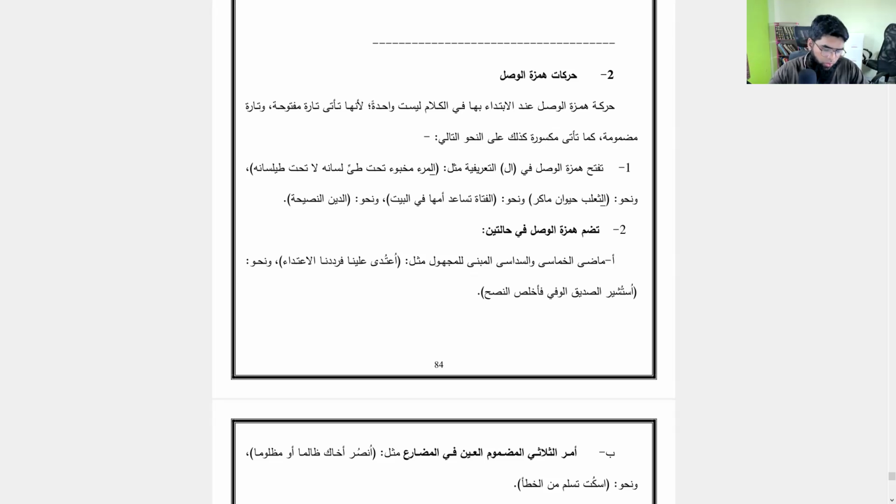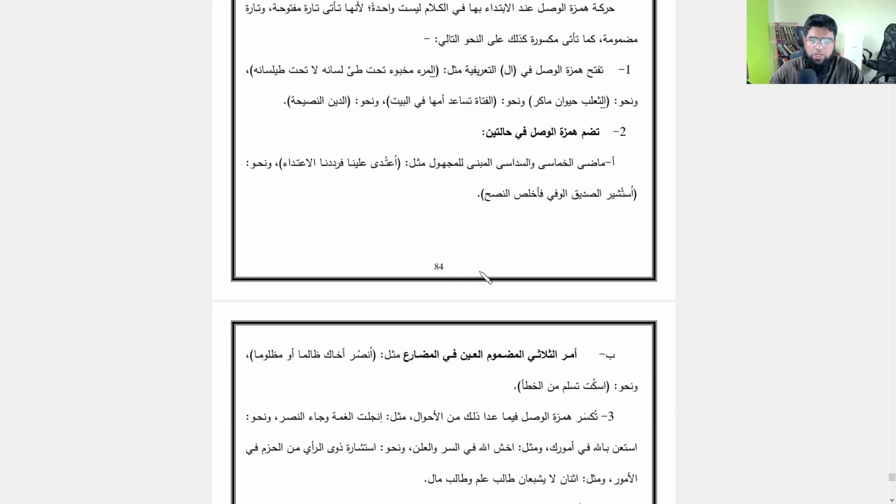Like اعتدى علينا فرددنا الاعتداء. We were transgressed upon, اعتدى. See, this has a dhamma, so this will get dhamma. افتعل علينا فرددنا الاعتداء. So we returned the transgression. واستشير الصديق الوفي فأخلص النص. استشير الصديق. The istishara is to seek advice. The friend, the faithful friend was sought advice. فأخلص النص. Maybe this is Amr. So be sincere in the advice. استشير. So this has Dhamma, so this has Dhamma.